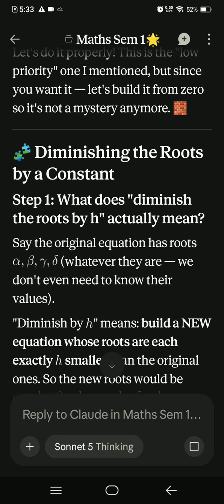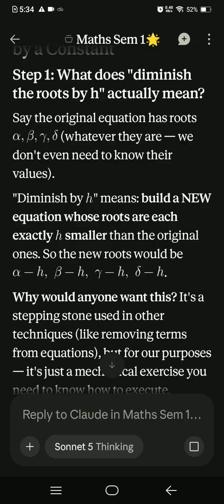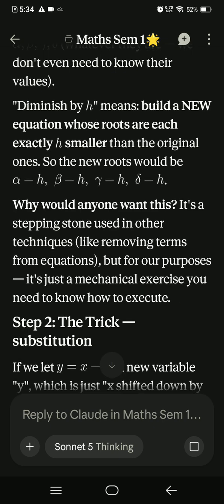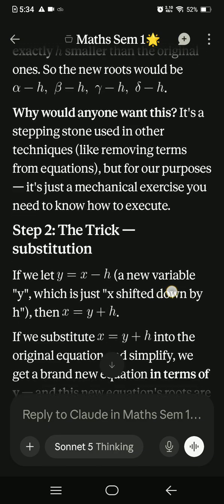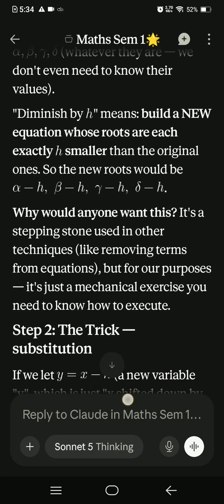zero. So diminishing roots by a constant. Why would anybody want this? It's a stepping stone used in other techniques like removing terms from an equation, but for our purpose it's just a mechanical exercise you need to know how to execute. So the trick, substitution. If we let y equal to x minus what?